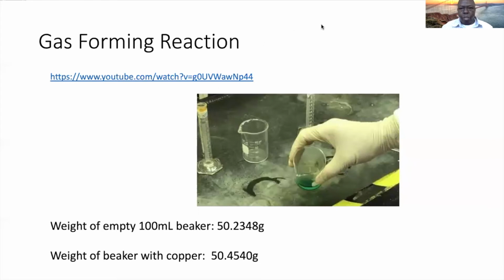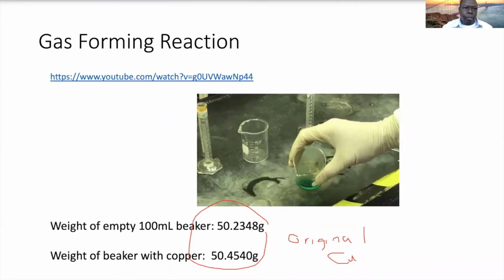So if I was to use these numbers here, this will give you the original, the starting mass of copper, the starting mass of copper. You have to use the information given here. Once you fill in the information, you will have to do the calculation.